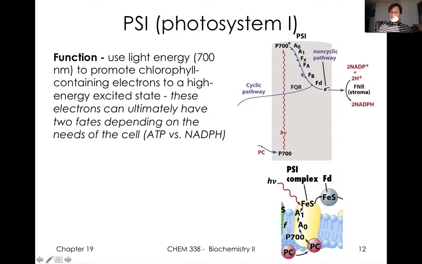Again, we're going to go through a series of carriers, but this becomes unique once we get to ferredoxin, is there's the ability to have that ferredoxin continue on to FNR, or in a cyclic pathway, have the electrons return to the Q pool.